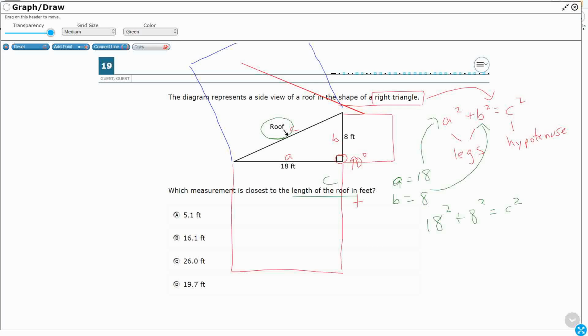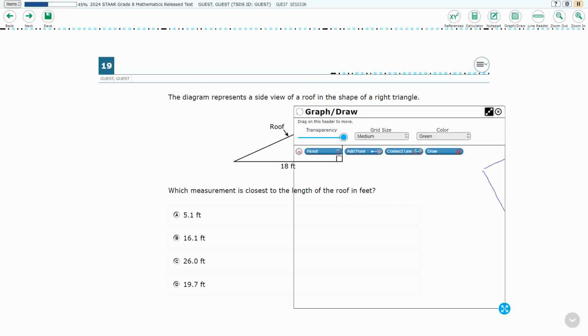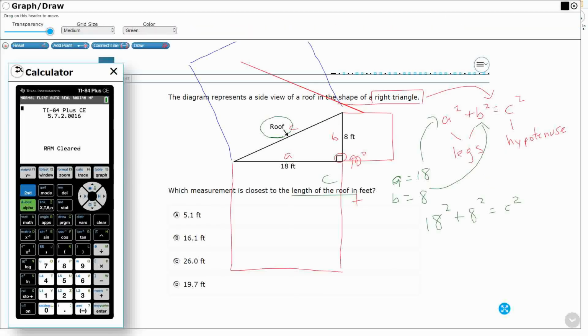All right, so let's see what 18 squared and 8 squared happen to be. All right, so 18 squared is 324. 8 squared is 64. So I'm going to add 64. So that's going to equal 388. Okay, so 388 equals c squared.